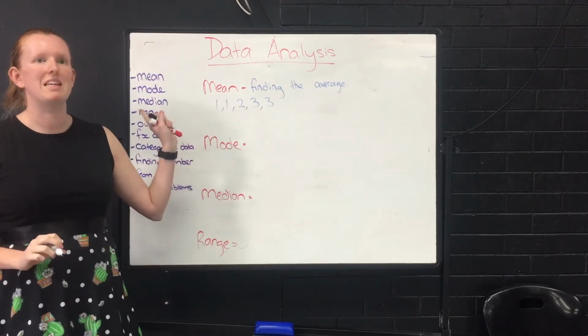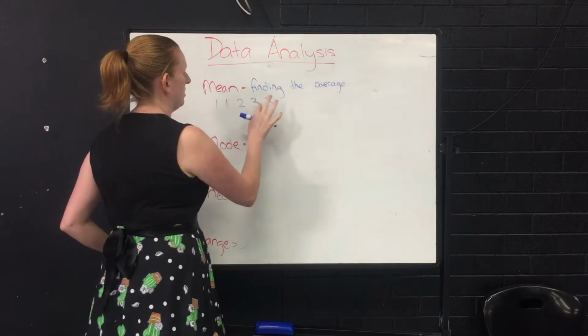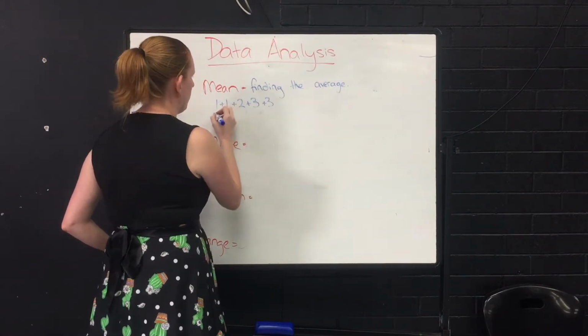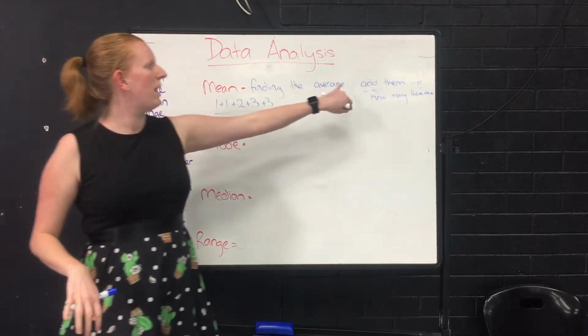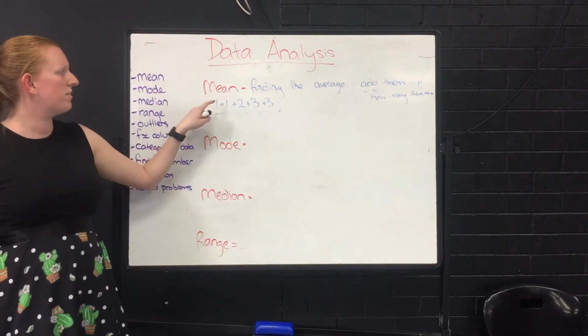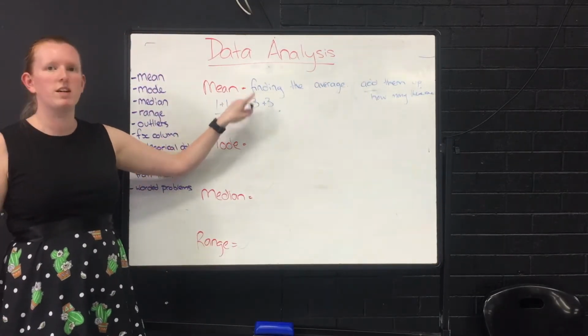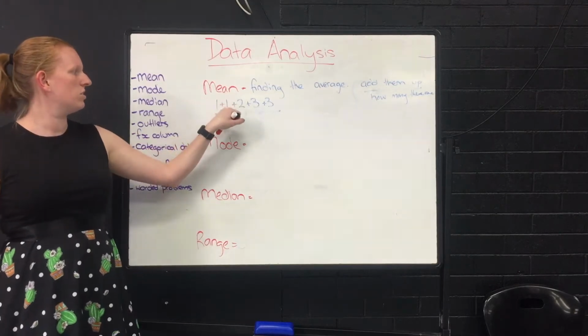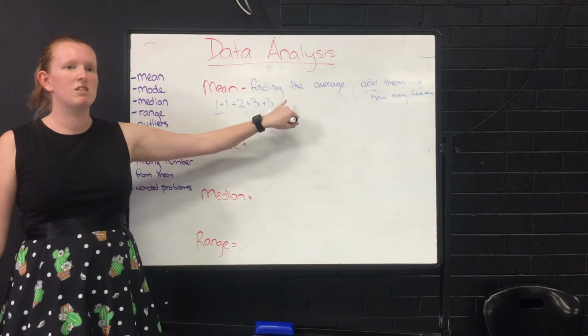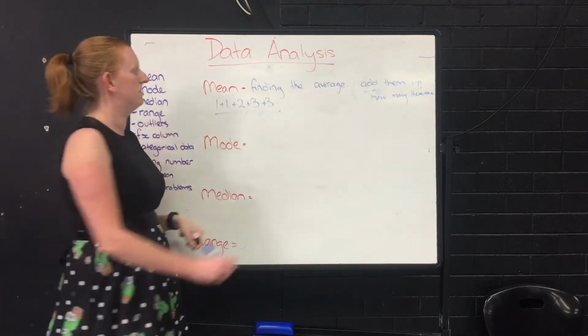What I have to do is add them all up and then divide by how many numbers there are. So what you do to calculate the average is you add all the scores up and then you divide by how many scores there are. So for example, 1 plus 1 is 2, 2 plus 2 is 4, 4 plus 3 is 7, 7 plus 3 is 10.